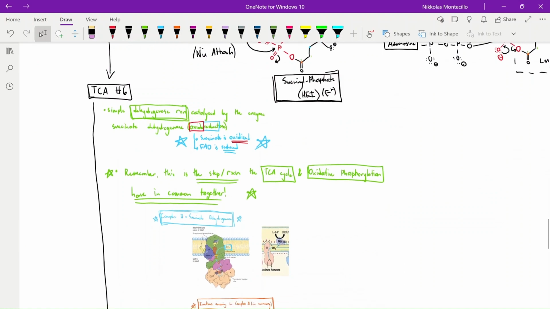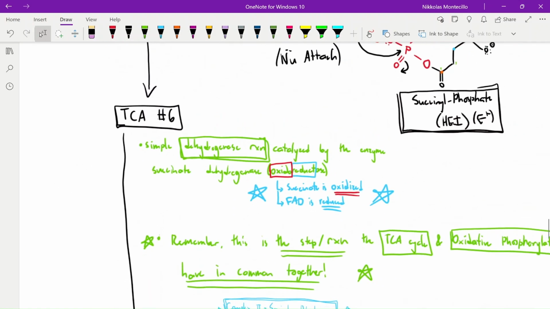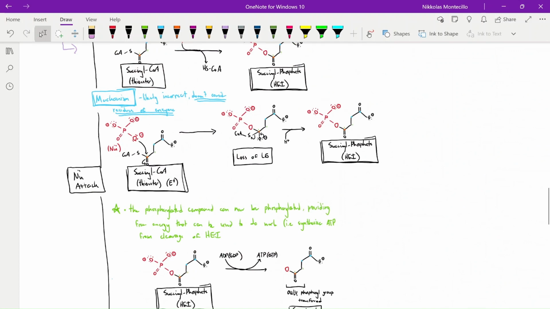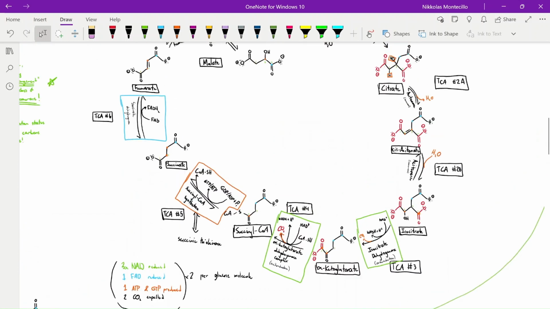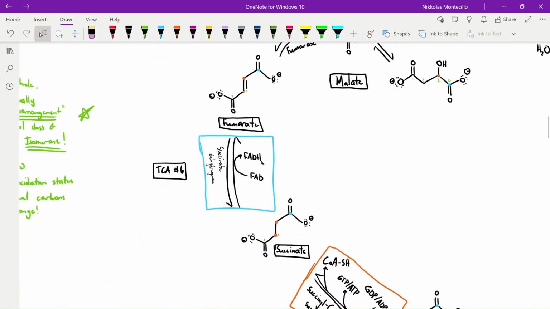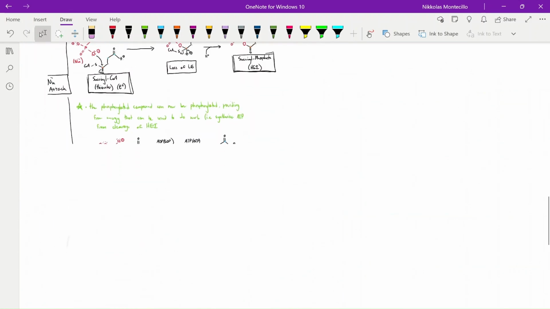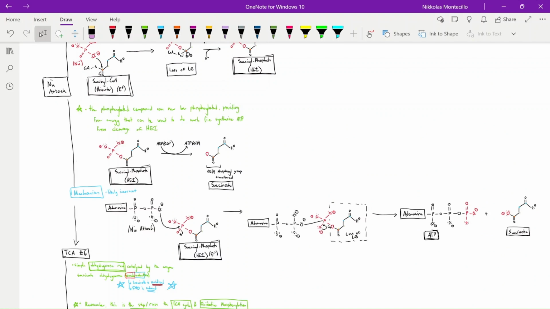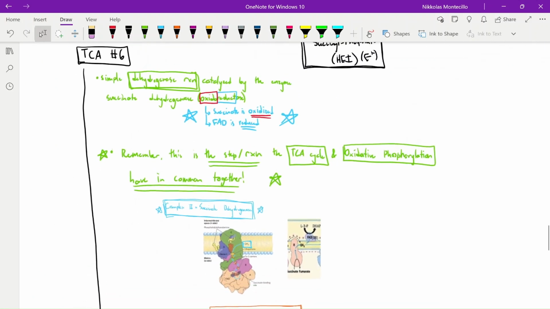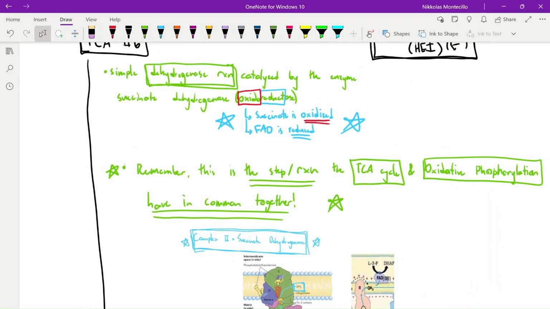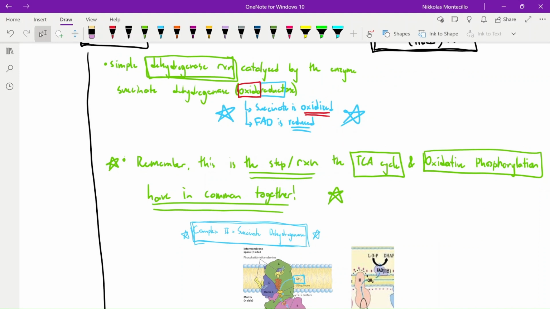Now, succinate will just undergo a simple yes. So this is the 6th step, which I told you before is when FAD is reduced to FADH2. So this is a different step where succinate is oxidized to reduce FAD, right? The enzyme that facilitates this is Succinate Dehydrogenase, or Oxidoreductase.